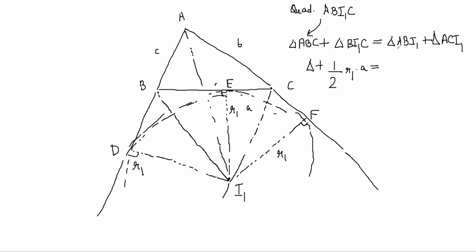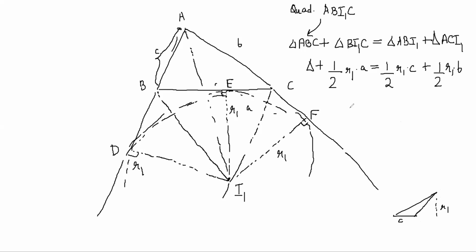So what is triangle ABI1 area? This triangle, right? Isn't it half R1 into C? Think about it, this is perpendicular, this is base. The base, and this is the height, right? You have an obtuse type of triangle. If something like this was there, you would have said that this is the height R1, this is the base C. Correct? Plus triangle ACI1 will be half R1 B, right?